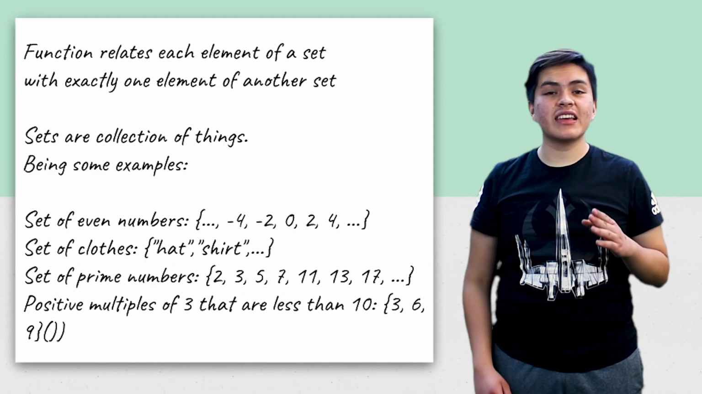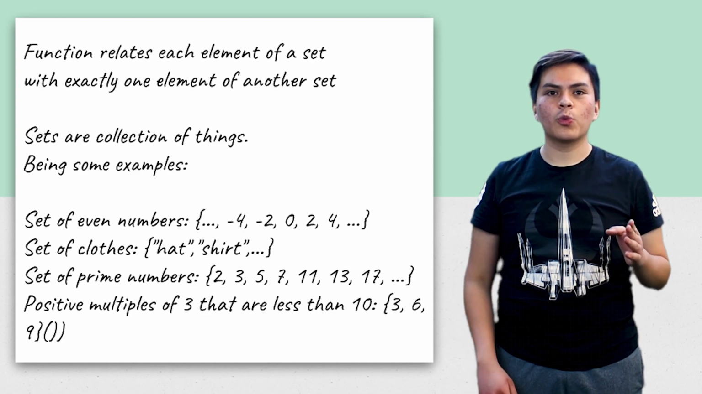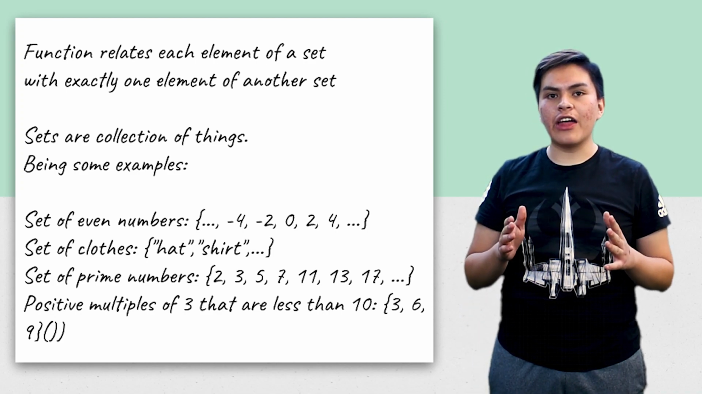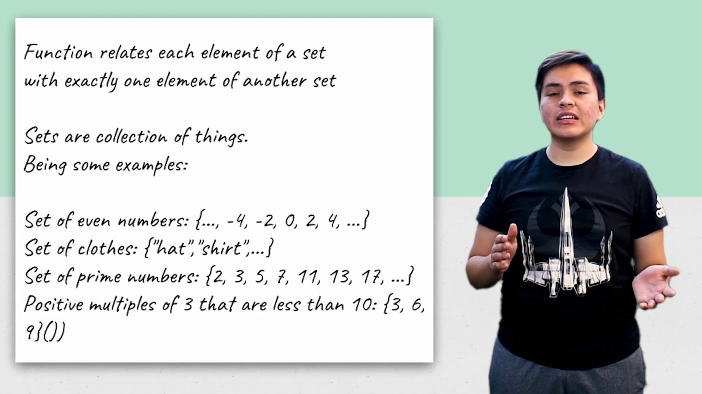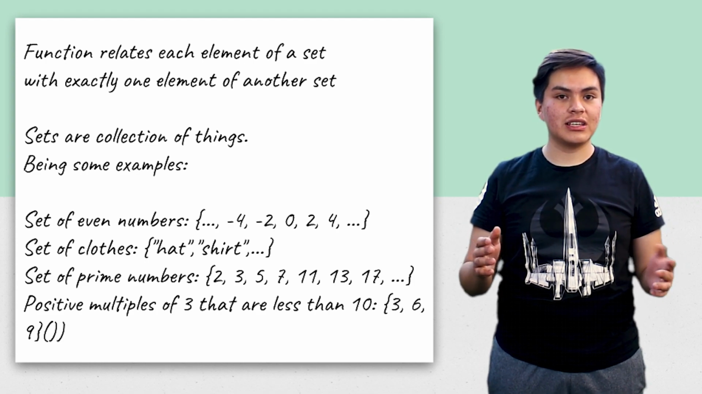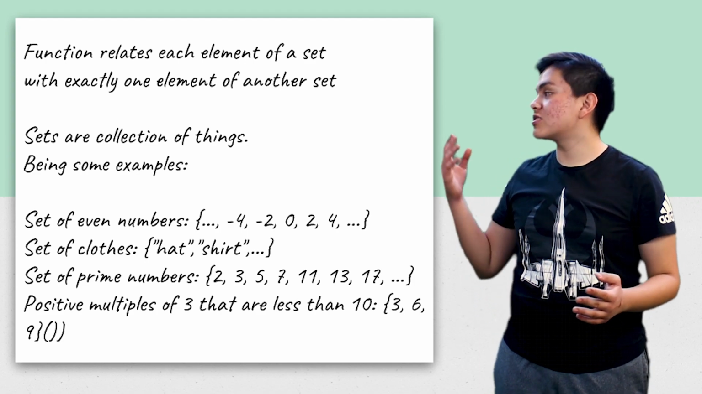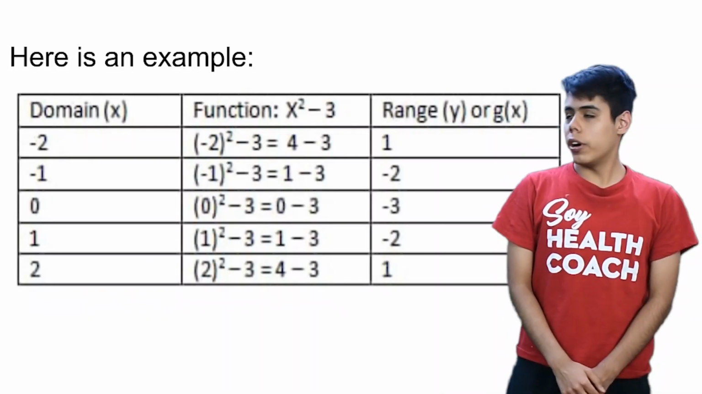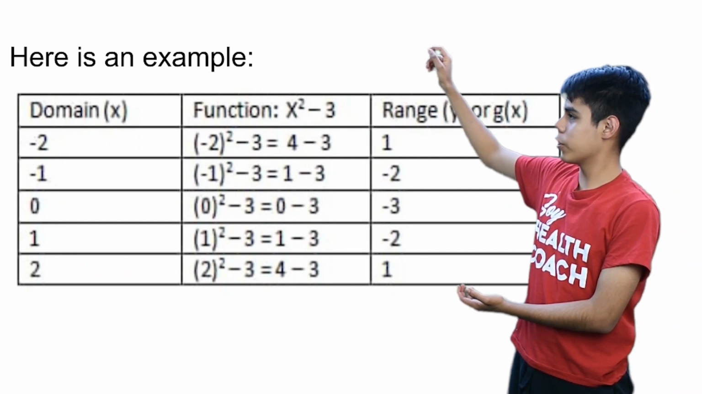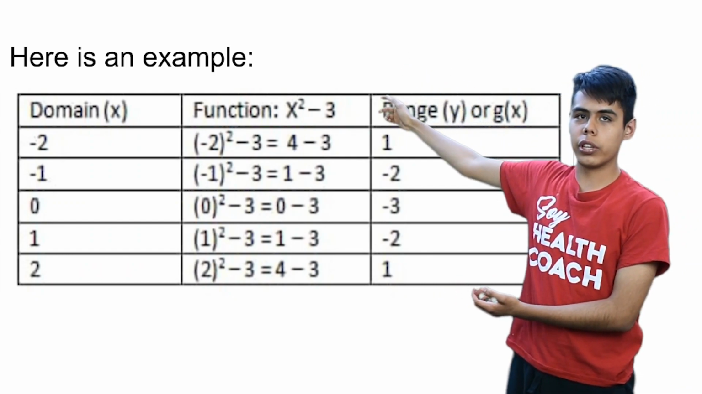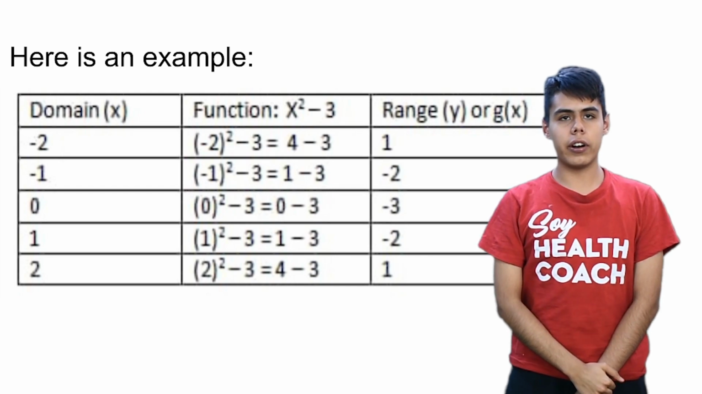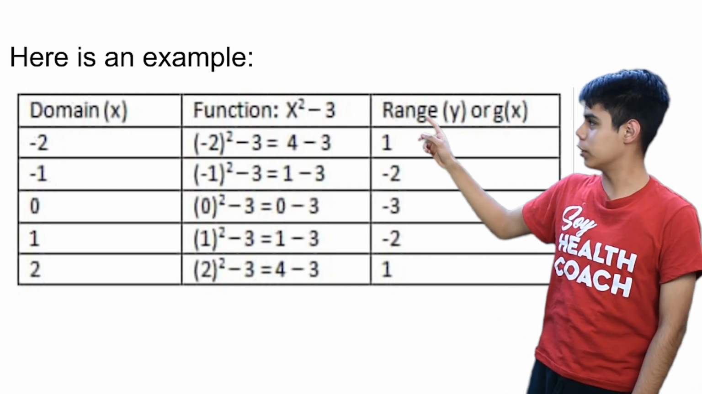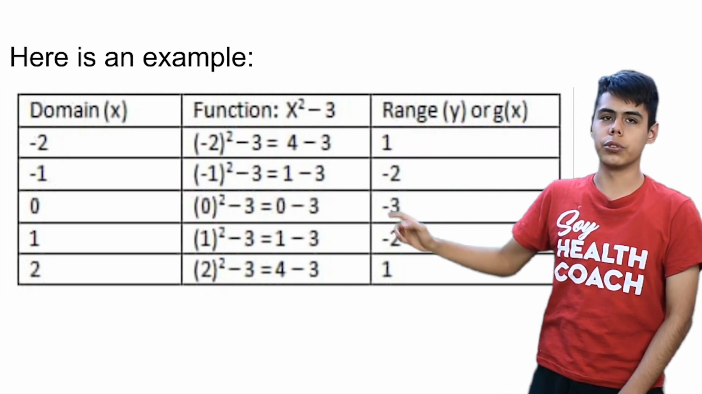A function relates each element of a set with one of another set. Sets are collections of things. Examples: sets of numbers and sets of clothes. In this example we have the function of x squared minus 3, where the domain values are minus 2, minus 1, 0, 1, and 2.